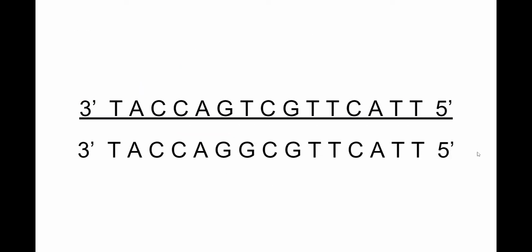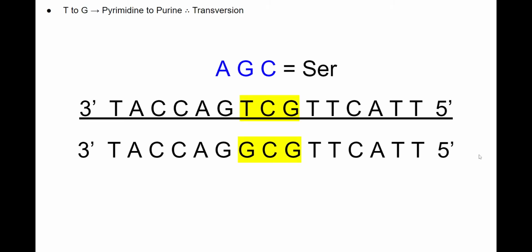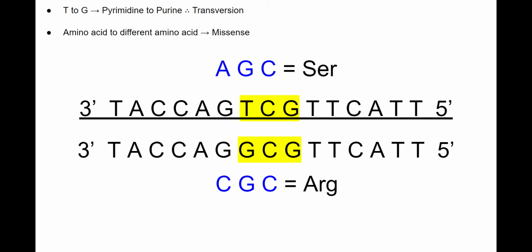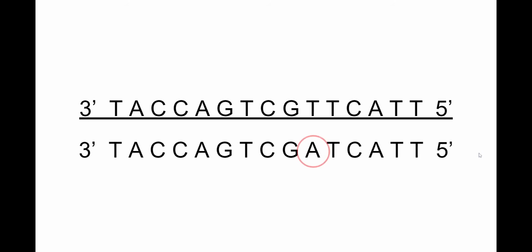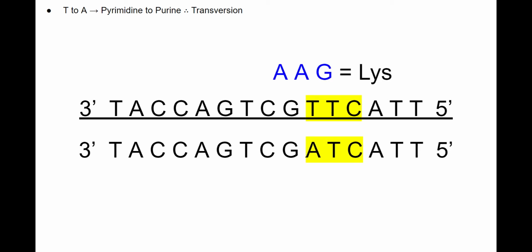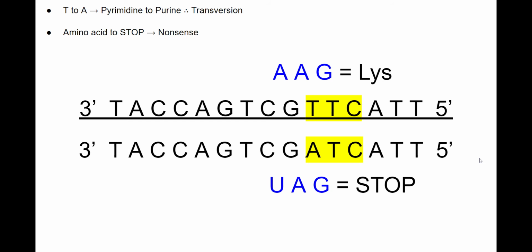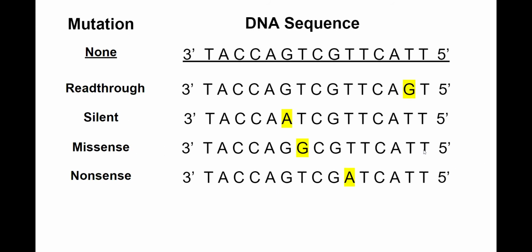Moving on to C, our mutation is a G instead of a T, which will be a transversion again. If we code our mRNA, we see this time we get a different amino acid from the mutation, arginine instead of serine, which we call a missense effect. Finally, let's look at D. Here, our T is mutated into an A, another transversion. If we transcribe and translate, we go from a lysine to a stop codon. This is known as a nonsense effect. And those are the 4 effects of single point mutations.